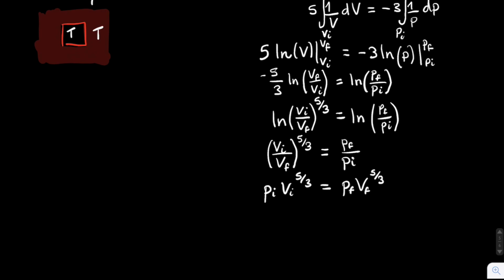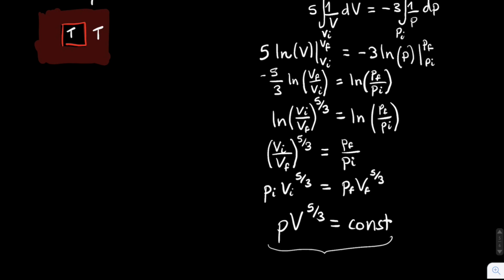And so what have we got here? Let's just have a little look at this. PI VI to the 5/3 equals PF VF to the 5/3. In other words, PV to the 5/3 is a constant. It doesn't matter what pressure and volume you have, PV to the 5/3 is a constant. And that is the adiabatic condition. This is the quasistatic adiabatic condition, and it's quite useful if you want to calculate what the final volume is or the final pressure is. Use this relation and you'll get PV to the 5/3 is a constant.